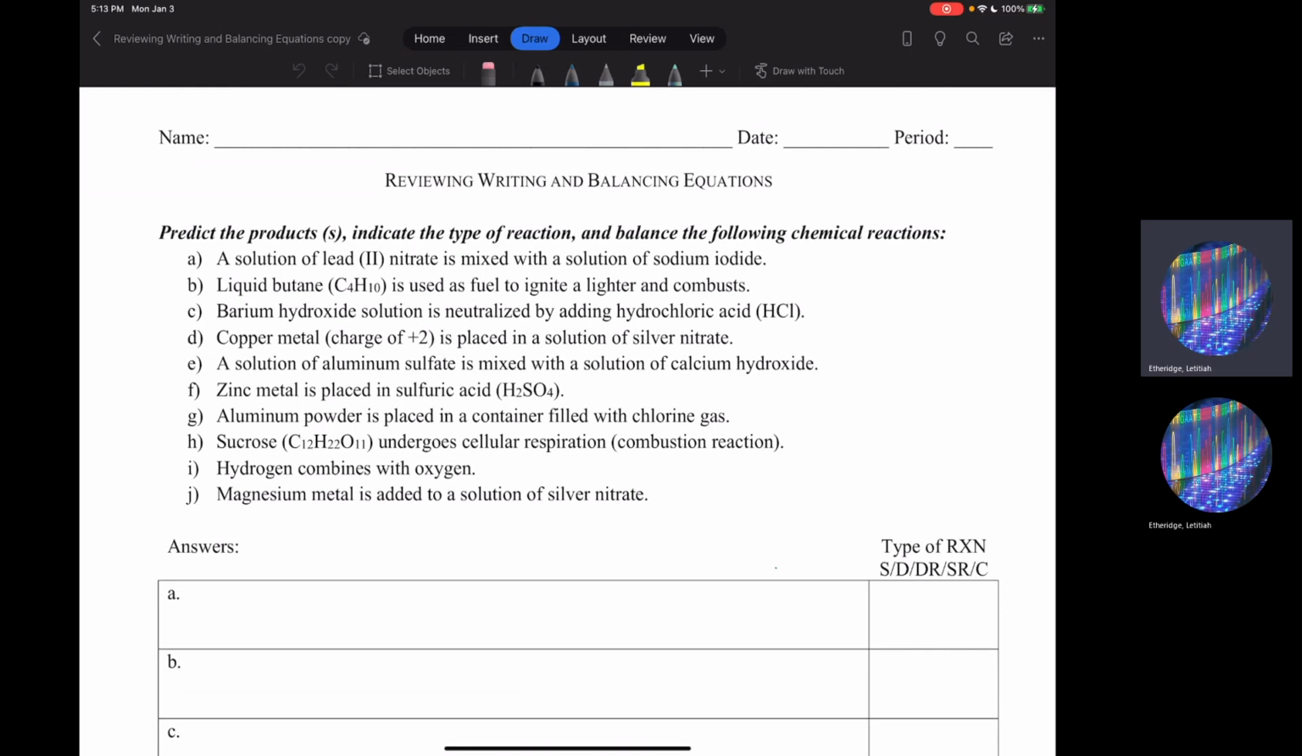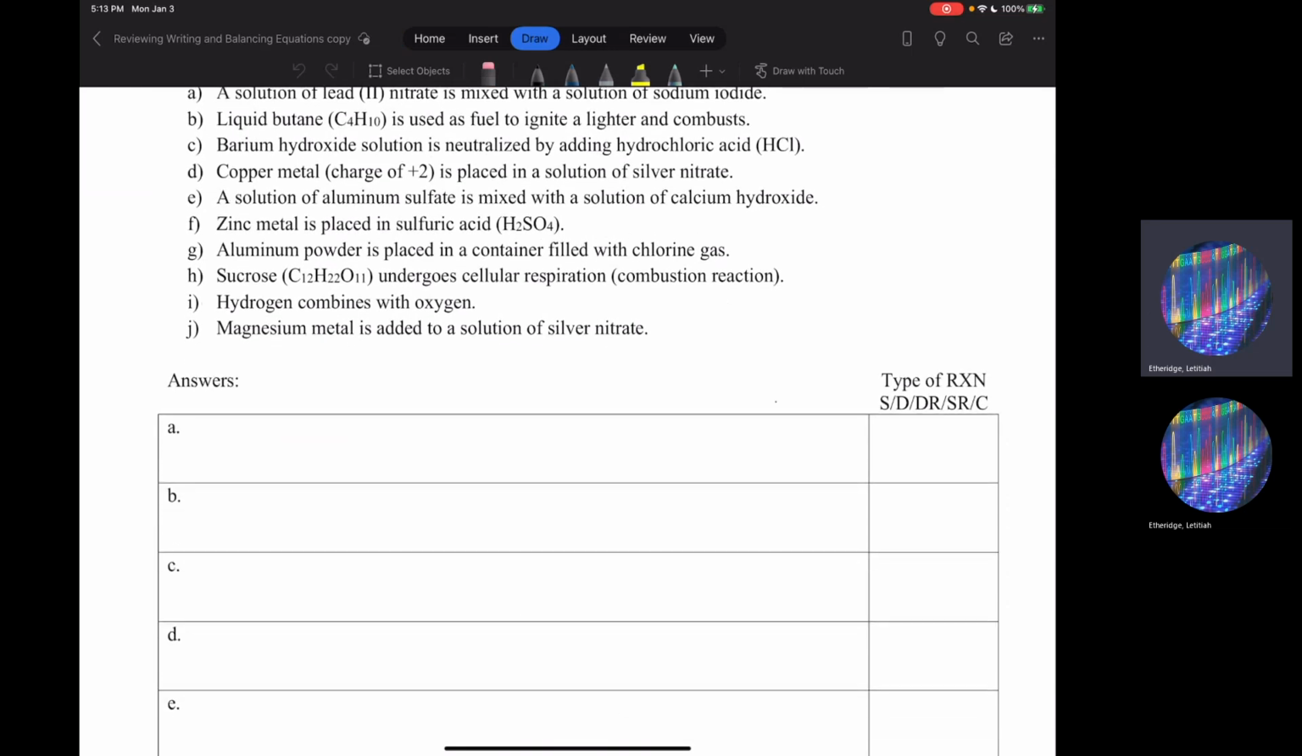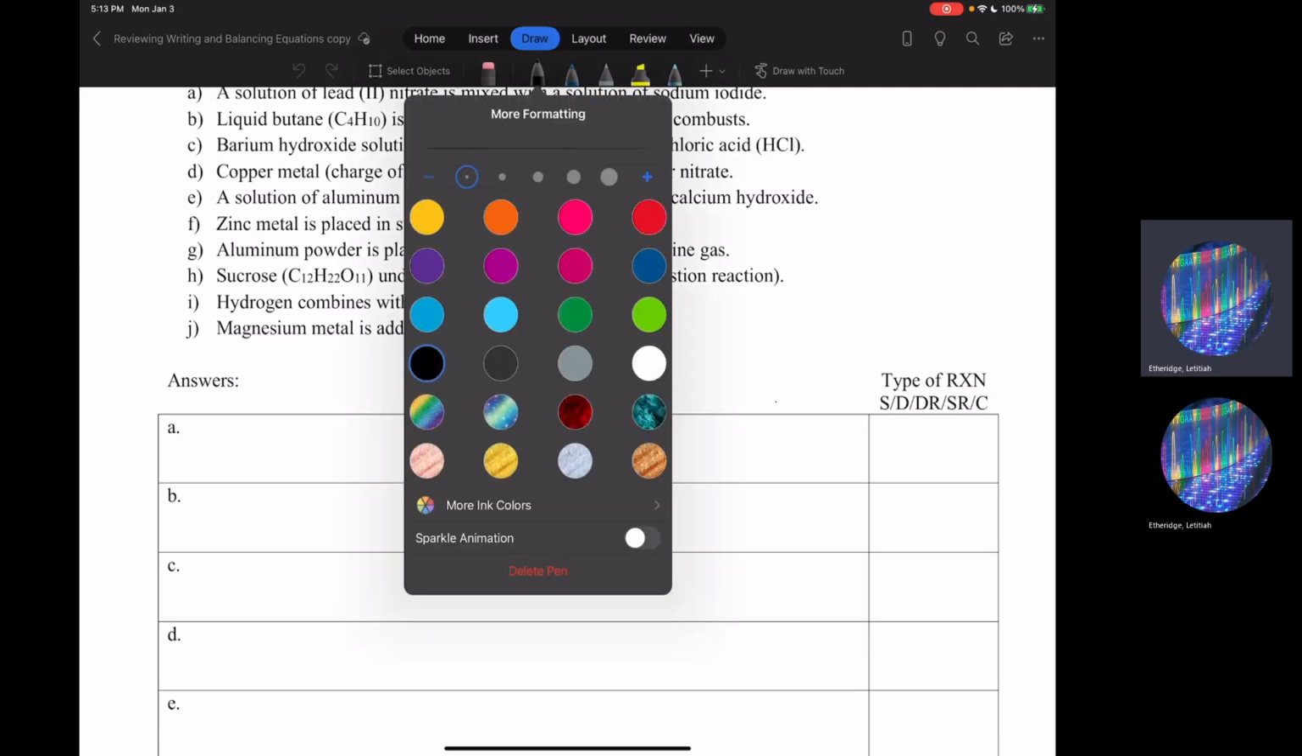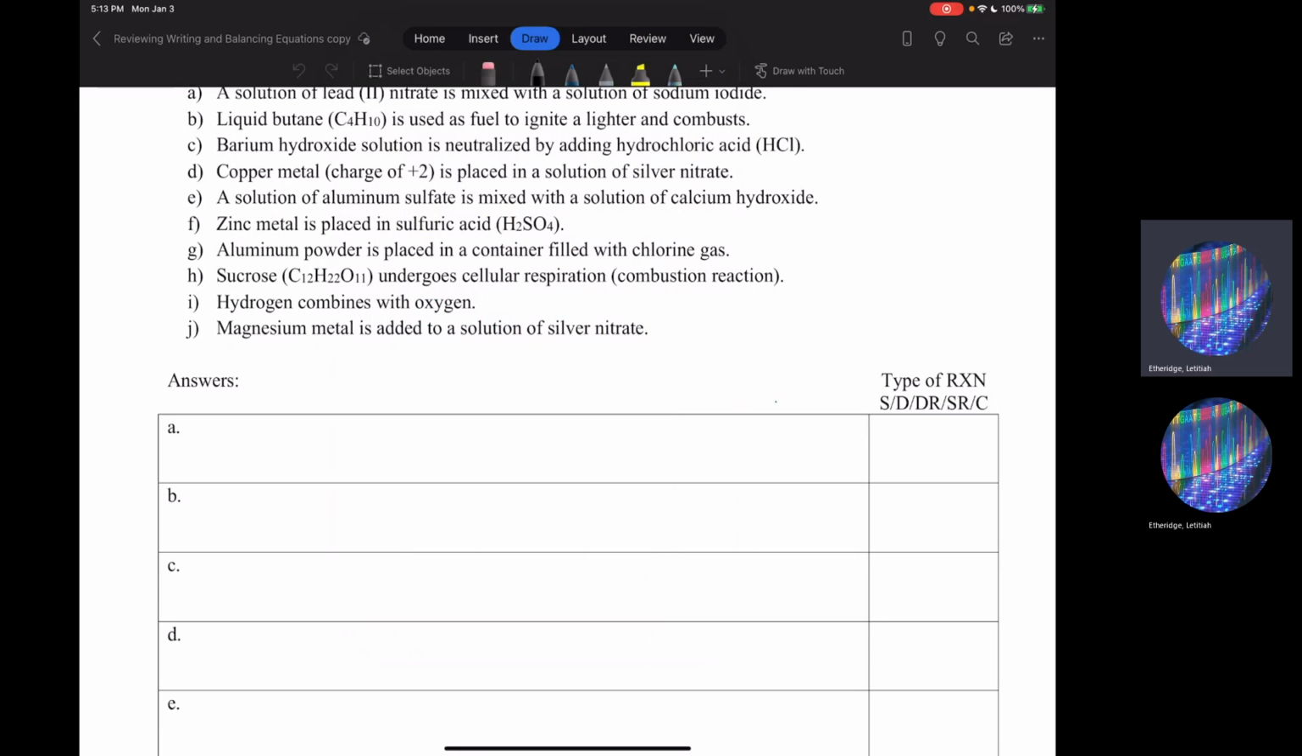All right. We are going to do B, which is: liquid butane is used as a fuel to ignite a lighter and combusts. If you take a look at the formula, we have C4H10, which is obviously a hydrocarbon, and it gives you a big hint as to the type of reaction. I hope all of you are screaming that it is a combustion reaction, because you would be correct. So I'm going to put a C here, saying that it's a combustion reaction.